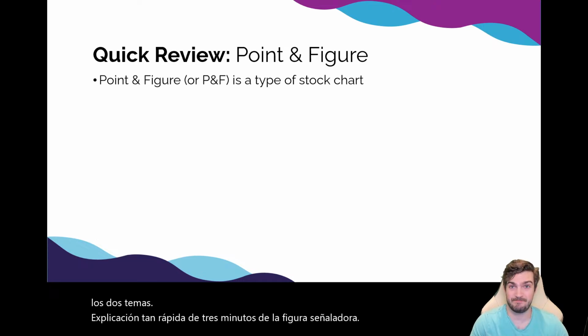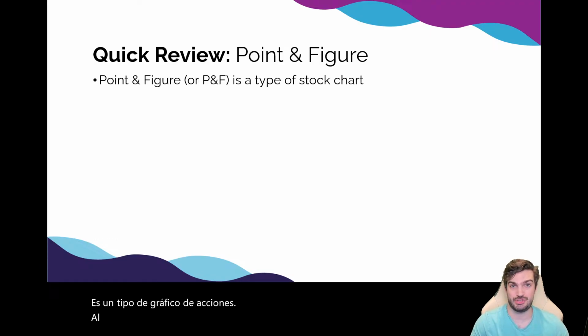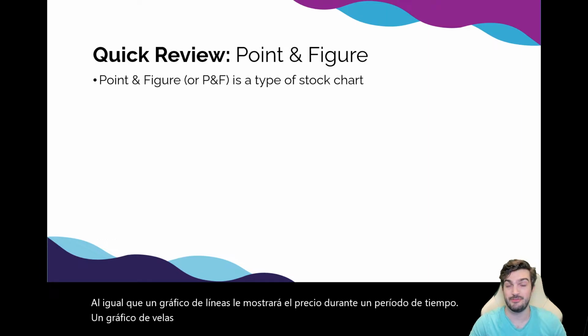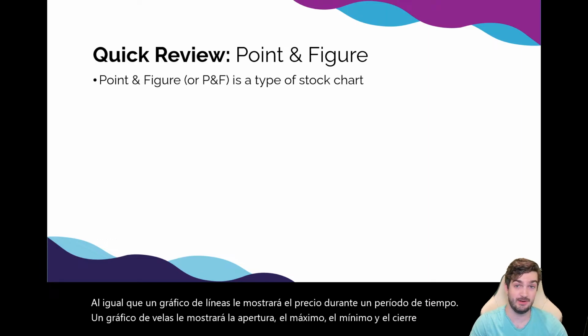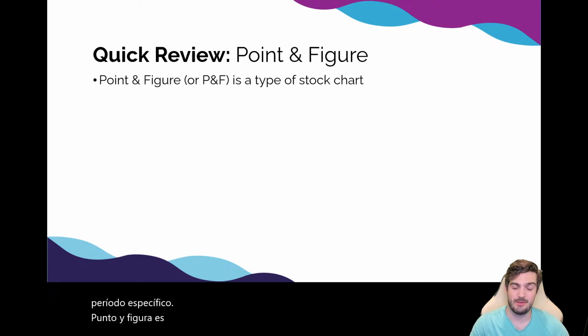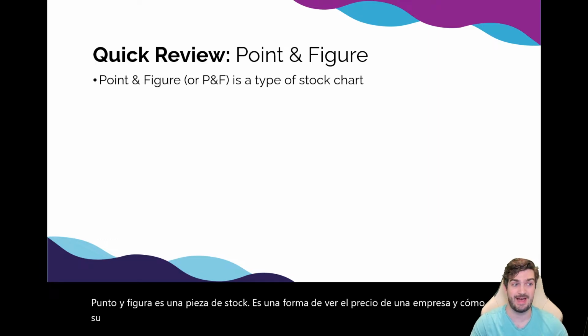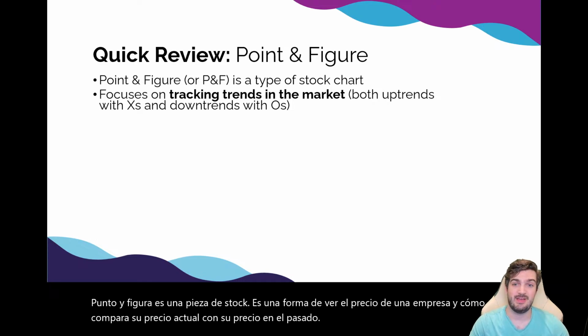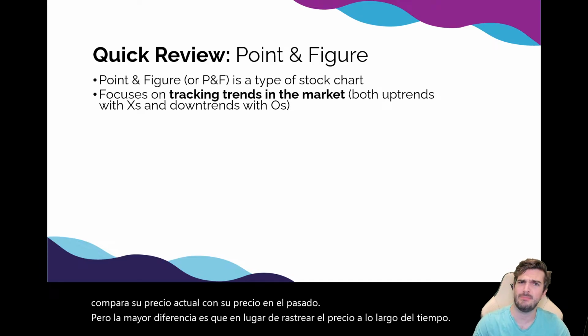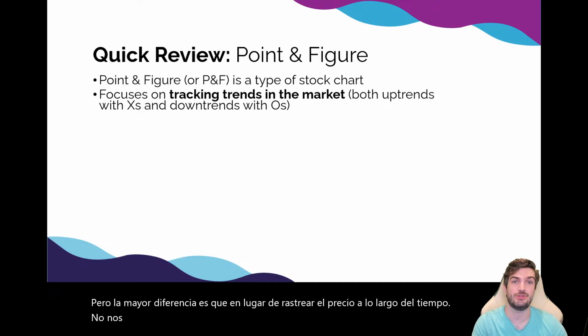It's a type of stock chart. Just like a line chart will show you price over a period of time, a candlestick chart will show you open, high, low, and close for a specific day or period. Point and figure is a stock chart. It's a way of viewing the price of a company and how its current price compares to its price in the past. But the biggest difference is that instead of tracking the price over time, we don't care as much about time. What we care about are the trends that price has.